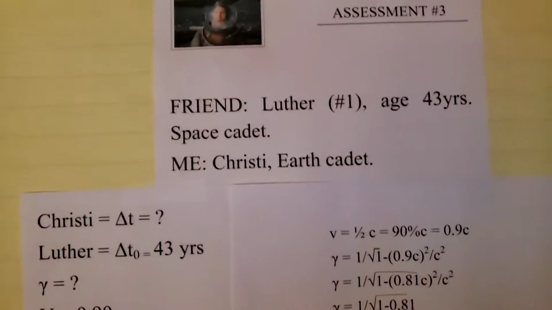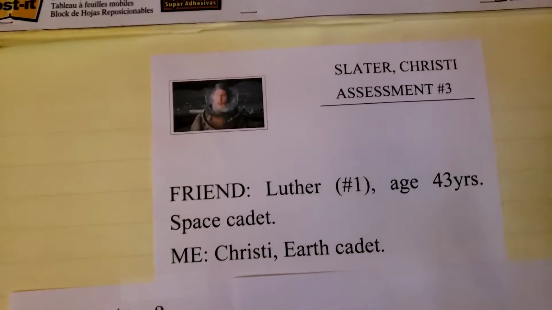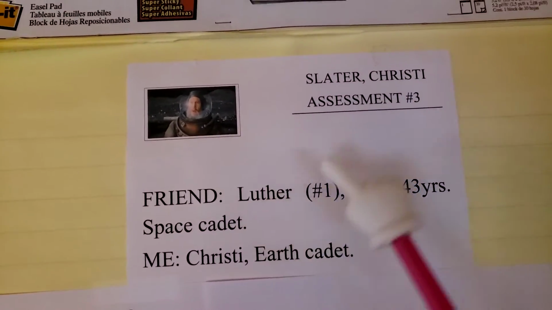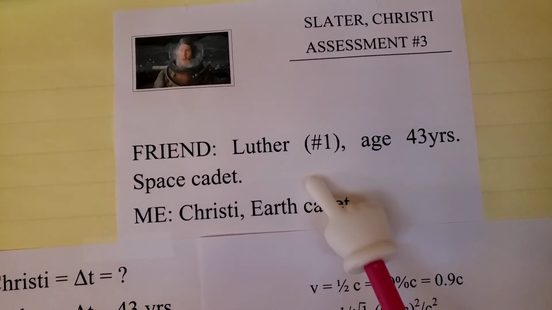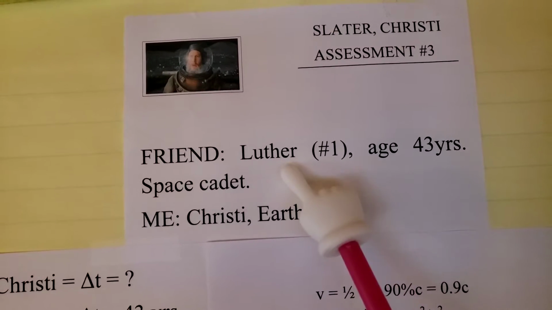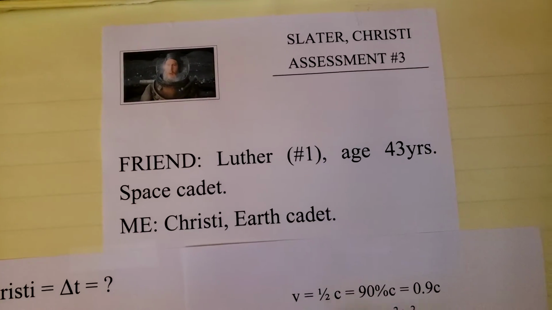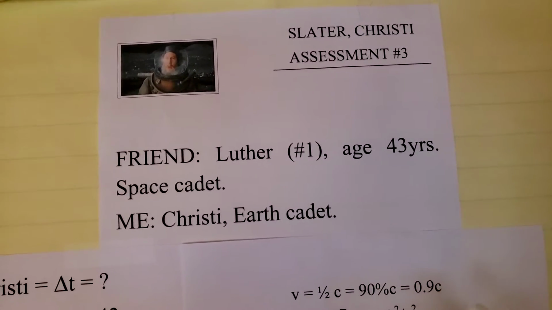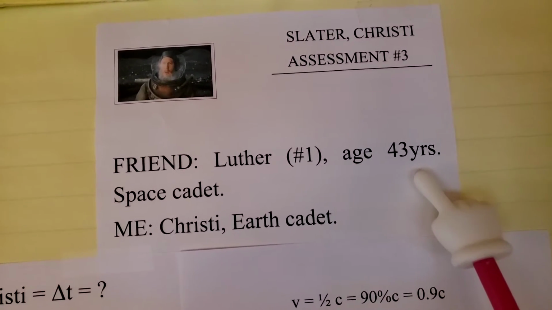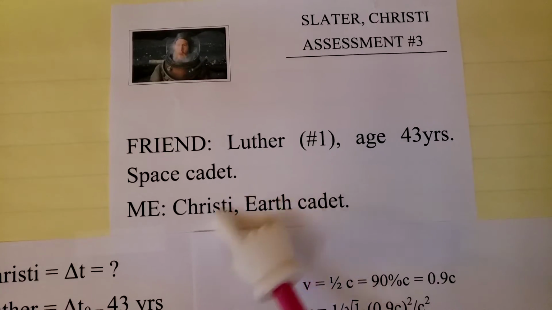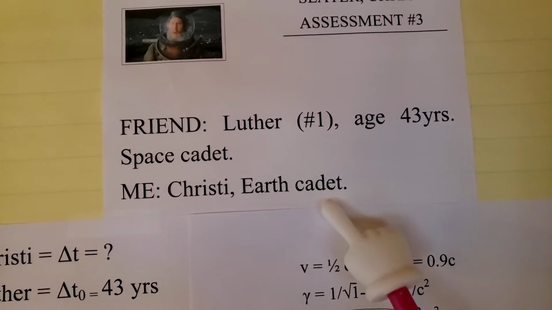Here we are. Okay, so I have my friend Luther here. Again, it's Christy Slater, assessment number 3. My friend Luther here, he is number 1 from the Umbrella Academy. I'm not sure if you've ever watched that or not, but it's a really cool show. My children got me on. He's age 43, and he's going to be the space cadet. I am going to be the Earth cadet.